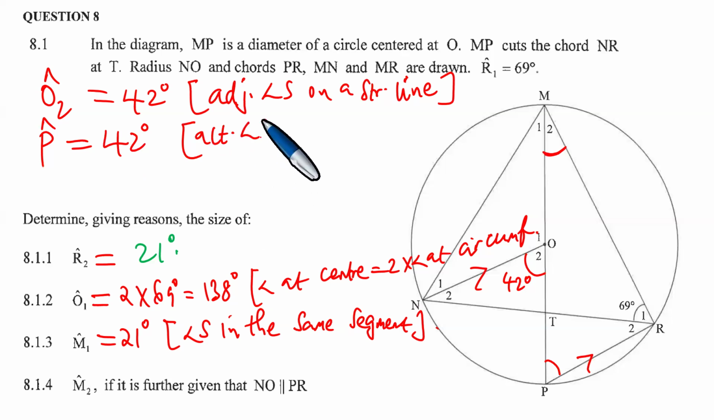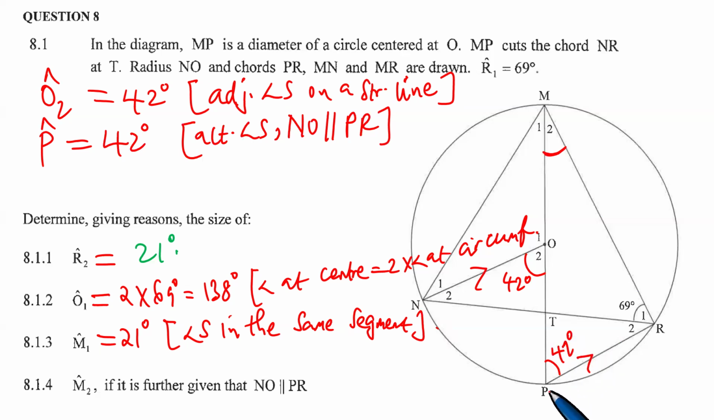So you have alternate angles. Why are they alternate angles? What lines are parallel to each other? NO and PR. Well done. You're doing so well. And now we found that this one is also 42 degrees.